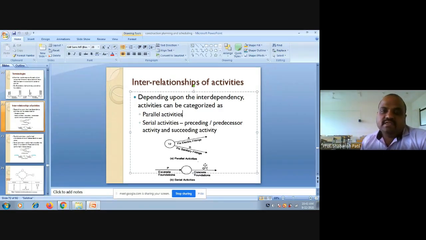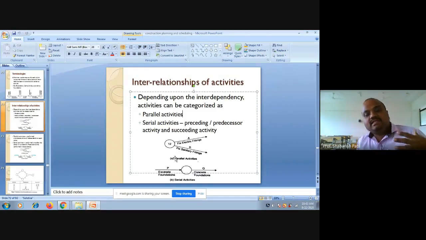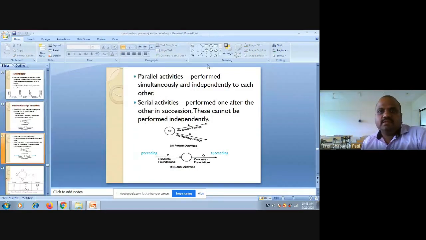Based on the interdependency, activities can be classified as parallel activities and serial activities. And coming to the serial activities, they can still be categorized as preceding activity and succeeding activity. Parallel activities are those which are performed simultaneously and independently of each other. So here, these are called parallel activities, sketch A.